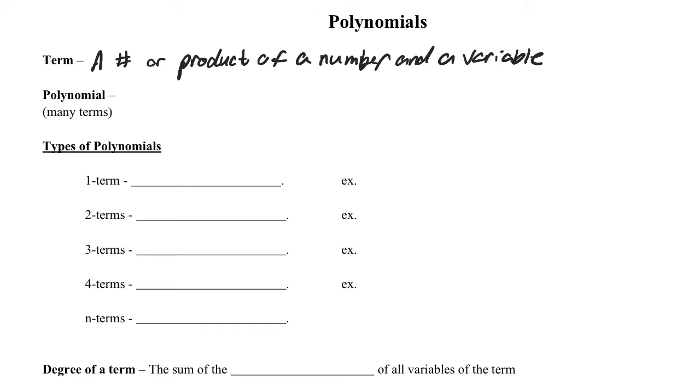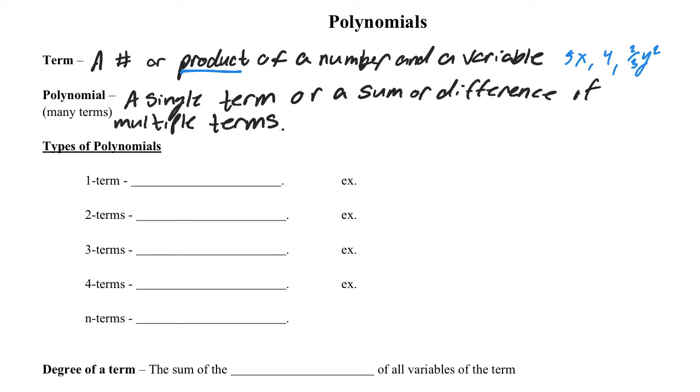Some things that are terms are things like 5x, 4, 2/3 y squared, anything like that would be considered a term. One thing that we want to know is that terms have only multiplication. So a single term is never going to have addition or subtraction in it. Now let's look at what a polynomial is.